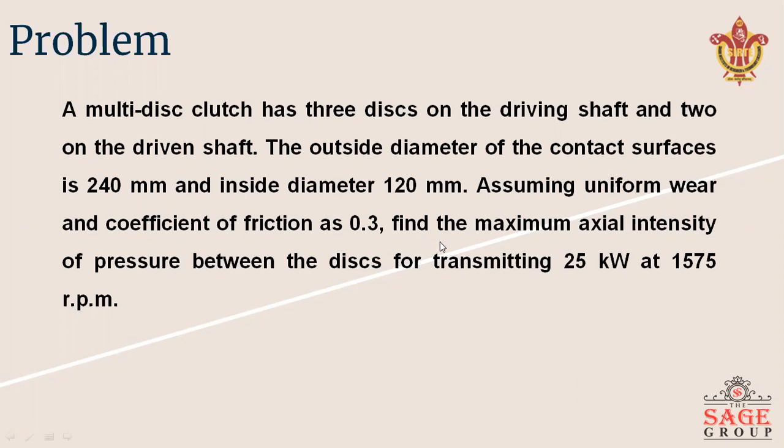Find, or we have to determine, the maximum axial intensity of pressure P max between the disks for transmitting 25 kilowatt. Capital P is equal to 25 kilowatt, or 25 into 10 power 3 watt, at 1575 rpm. Speed capital N is equal to 1575 rpm.